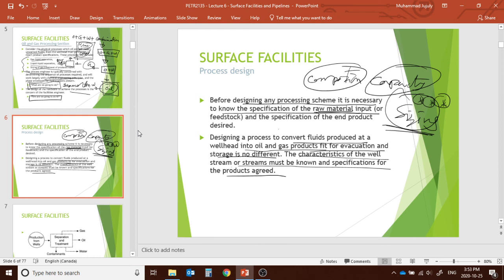Okay, so for instance, this is the reservoir. And from the reservoir, this is the oil, this is the water, this is the gas, and from the reservoir, you get the oil, actually crude oil. Now, you are the producer, the producer or the operator. Now, you cannot directly sell this crude oil to the end user.